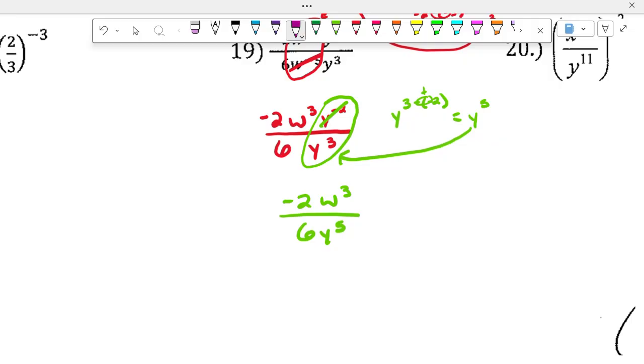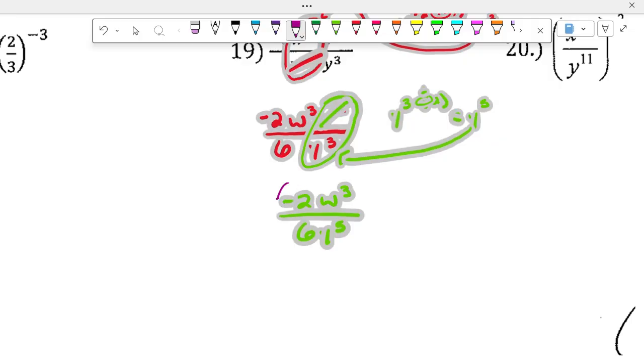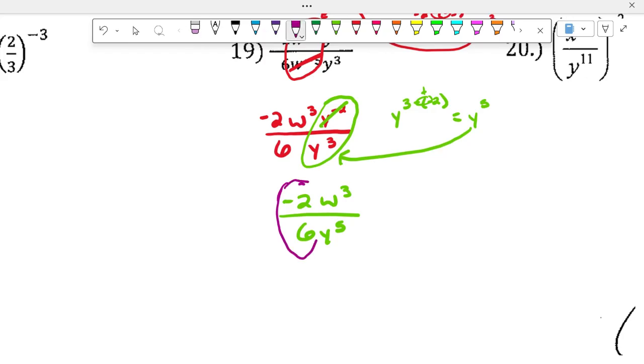The numbers? Yeah. Right. So in other words, we need to simplify that fraction. What's negative 2 over 6 simplified down to? Negative 1/3. So this is negative 1 W cubed over 3Y to the 5th, which we can rewrite as W cubed, negative, over 3Y to the 5th.